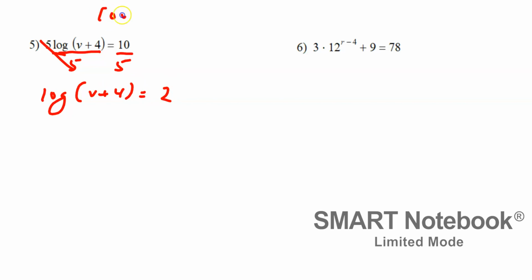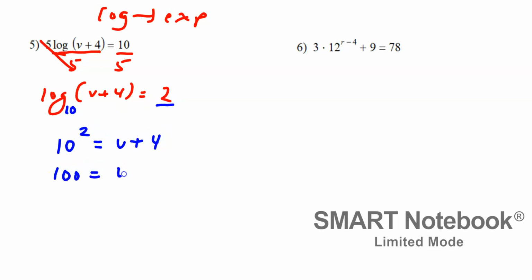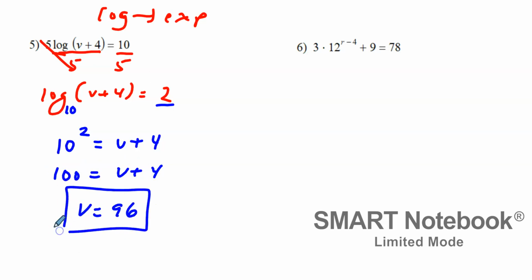Now again, we have a log equation, and the best way to solve a log equation is to change it into an exponential equation. The base of this log this time is 10. There's a hidden 10 there. So the base is 10, the exponent is the second power, equals the argument of v plus 4. So you have 100 equals v plus 4, so v would be 96.